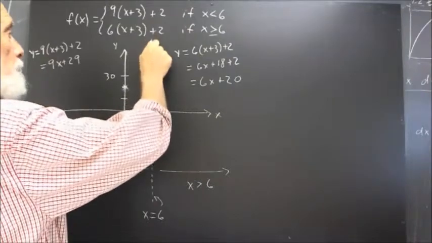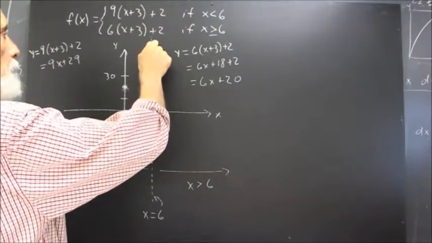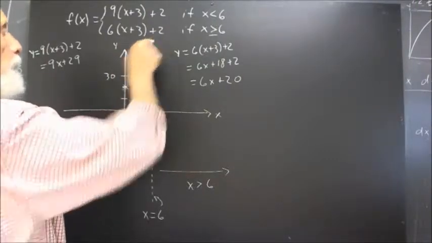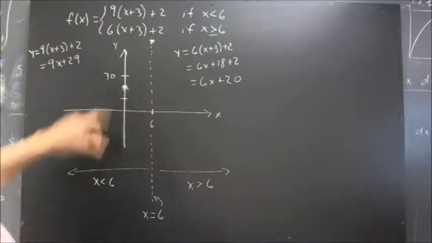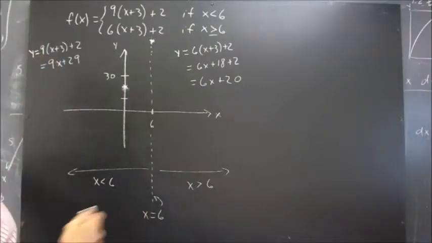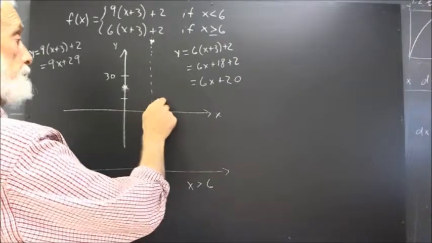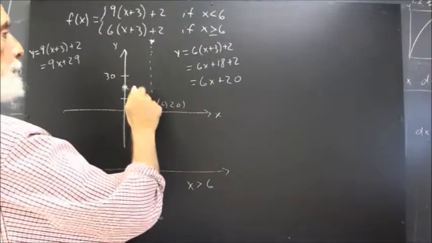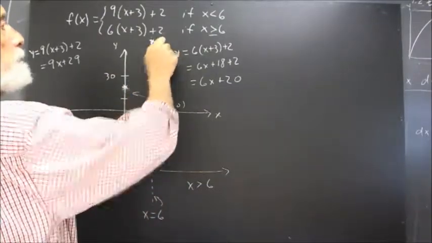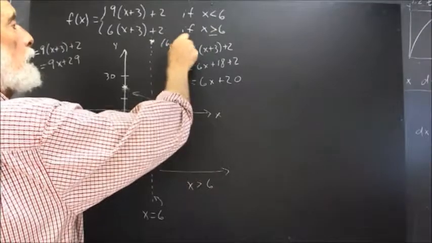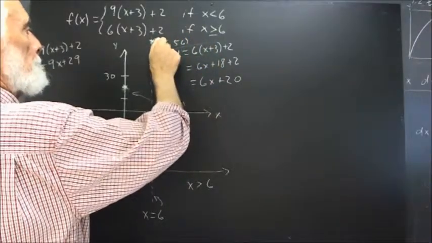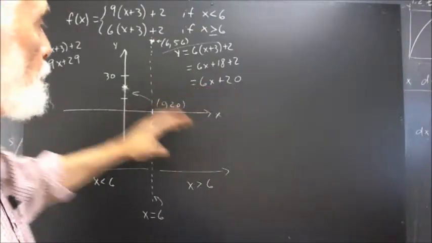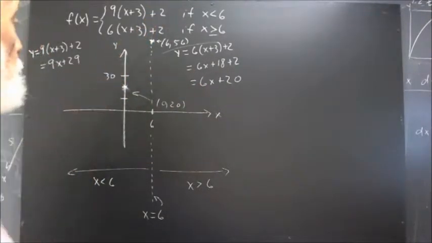So I can plot the point. If this is 30, then 40 is going to be here. 50. 56 is going to be up about here. Okay, so what we have here is the point 0, 20. Up here we have the point 6, 56. And our line y equals 6x plus 20 would go through these 2 points.